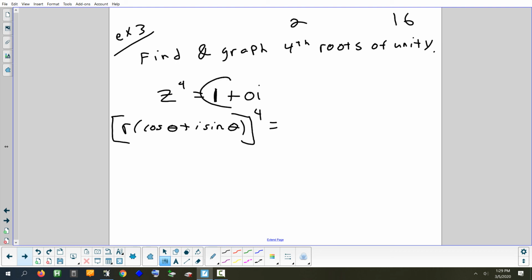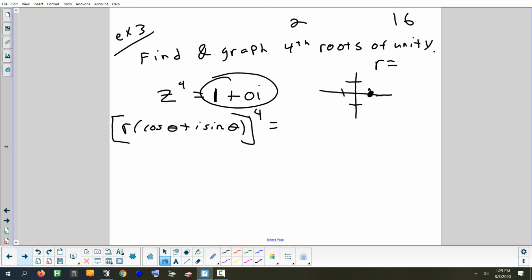So now we have to work with that. Is that trig form? No. That's standard. You've got to have it in trig form to make this work. So how would you graph 1 plus 0i? It would be right on one of the axes. That's the point right there. What's the radius of that point? 1.